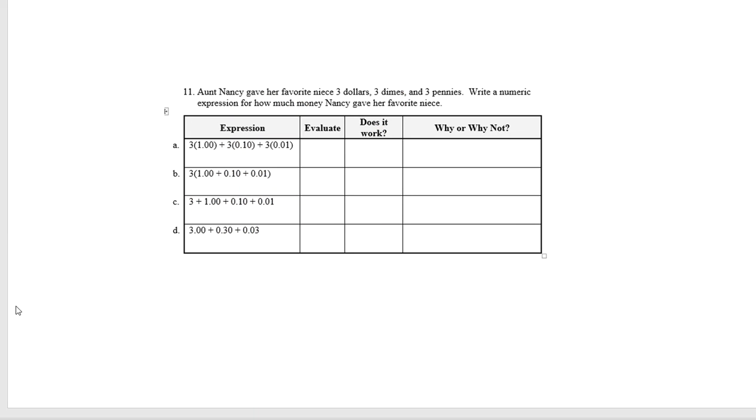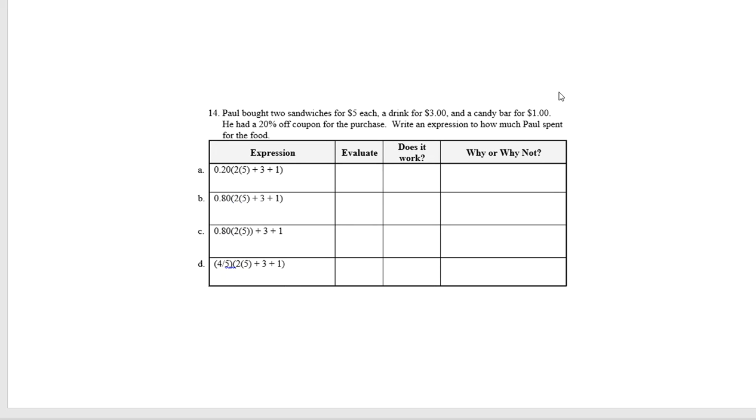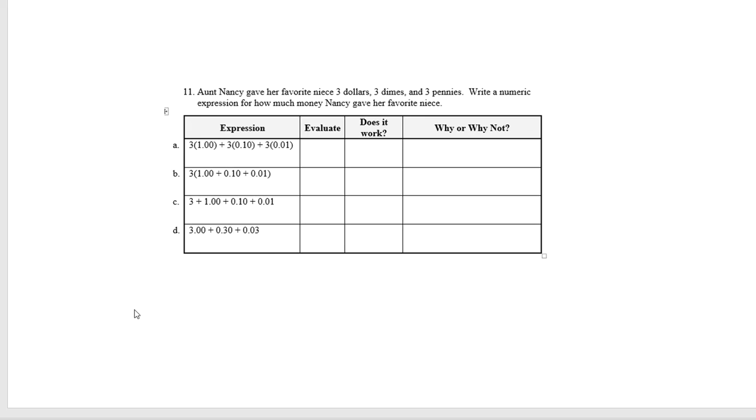Okay, now at this point, I want to give you an opportunity to practice some of these with some feedback from me. So I want you to do number 11, number 12, number 13, and number 14. Once you have completed those, I want you to come and check them off with me. Remember, for each of these, I want you to say whether the expression works or not. Does the expression fit the situation? So, does it work? You're going to say yes or no.